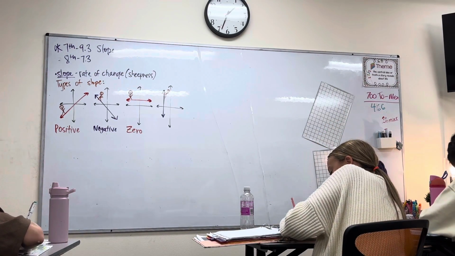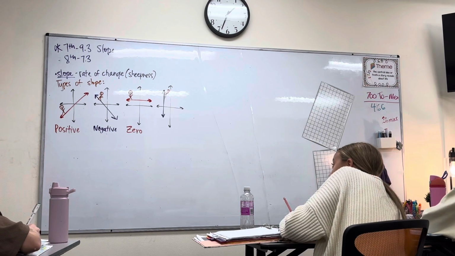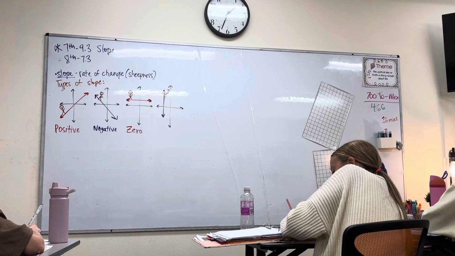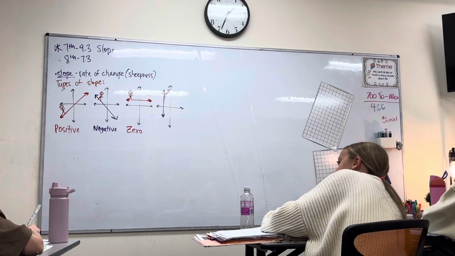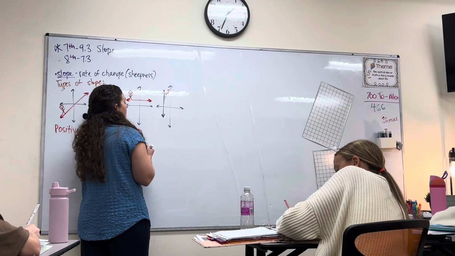What direction is Mr. Bob headed now? Straight down. Now this one he cannot climb down, nor can he climb up. Do you remember what this slope is called? It's called undefined.